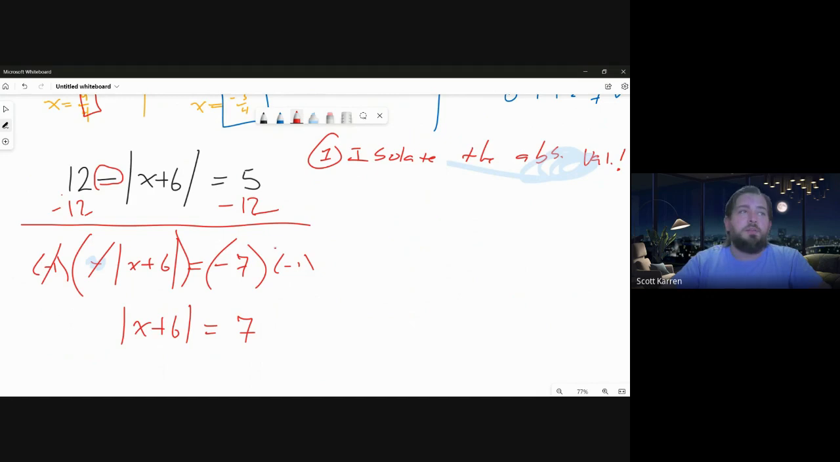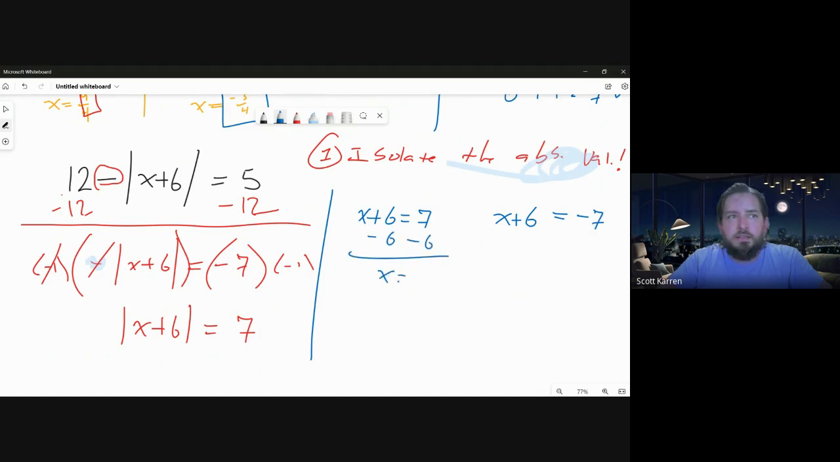And I can break it up into 2 different equations. Whatever's inside that absolute value is either equal to 7, or the expression inside the absolute value is equal to negative 7. And so I subtract 6 from both sides. I get 1 or negative 13. And then you can check those, right? I'll leave that to you. But that's how you deal with those.